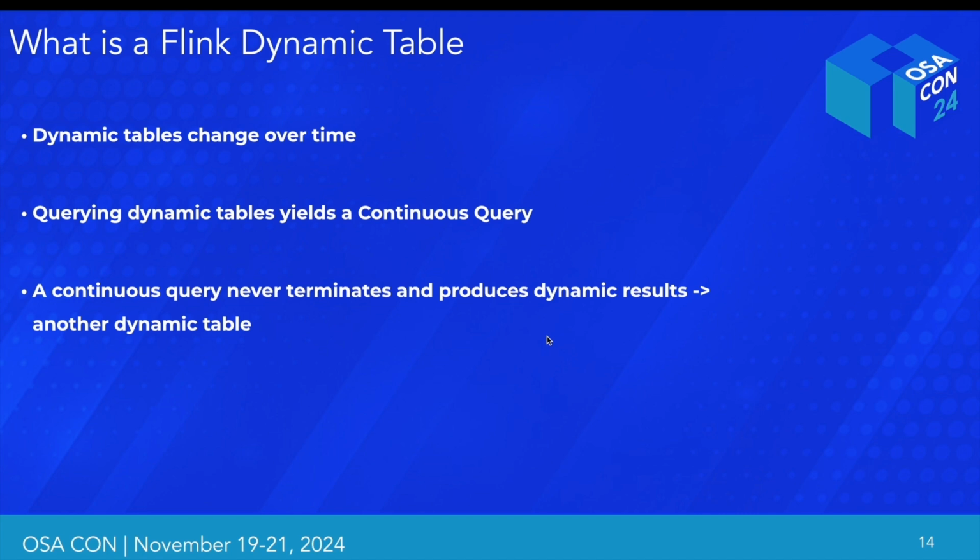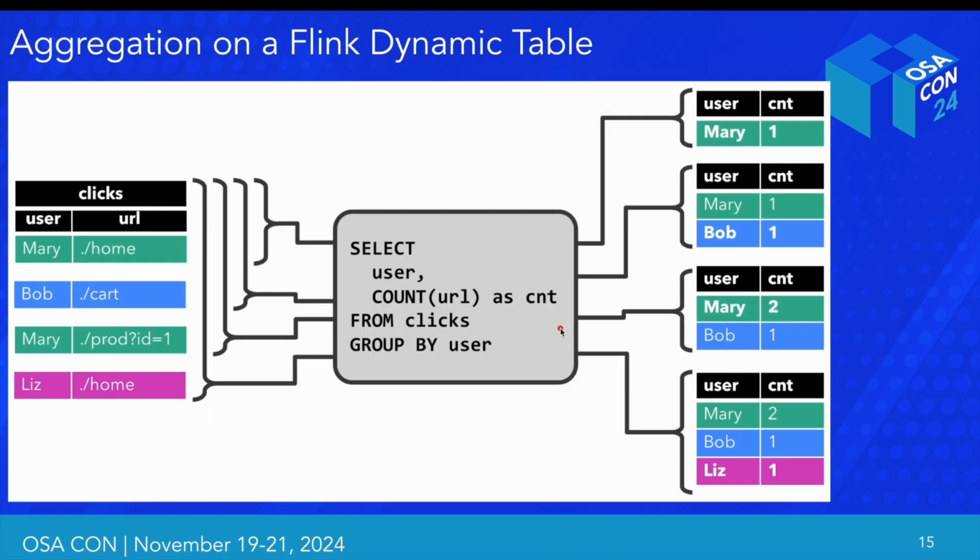A query which is run on a Flink dynamic table becomes a continuous query and processes streaming data as and when it arrives. A continuous query, as you might understand, thus runs perpetually, and the result of the query yields another Flink dynamic table. So with Flink dynamic tables, it becomes easy to write aggregations as well.